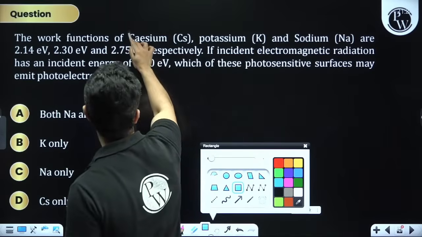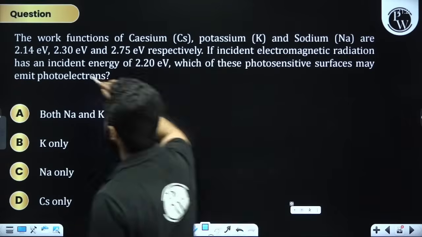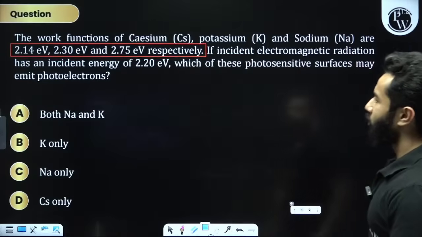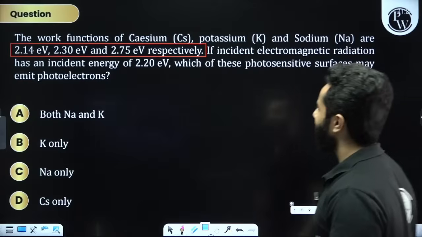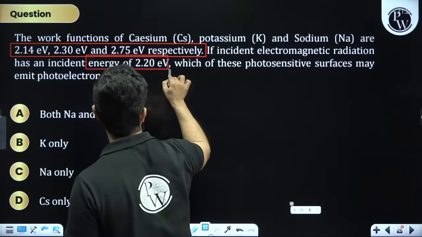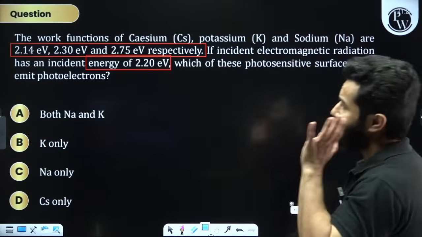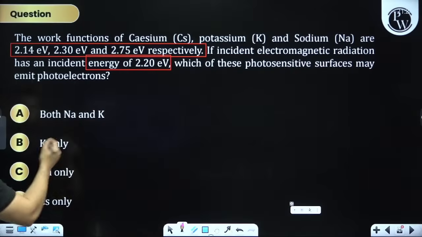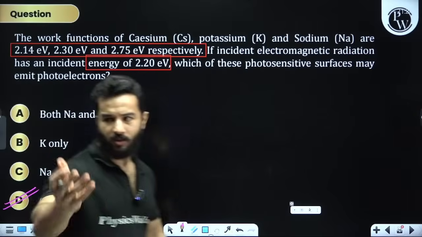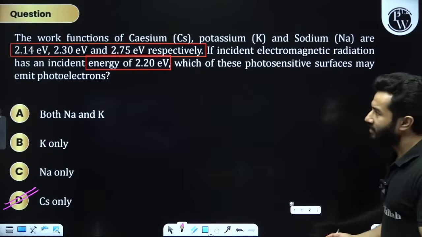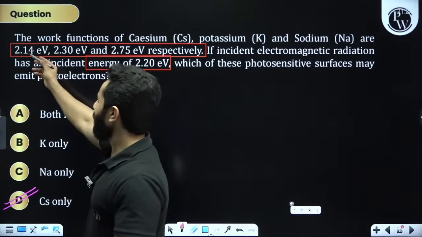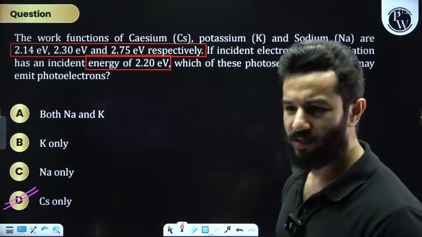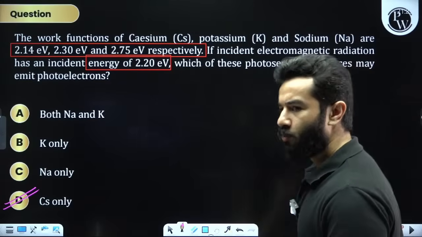They have given work functions of cesium, potassium, sodium. Look, cesium has the minimum work function. Please remember it. So 2.14, 2.30, 2.75. If the incident radiation has energy 2.20, then the work function should be less than this. Which of the photosensitive metals may emit? So only cesium. Only cesium will emit, no doubt about it. D, not C here. Sodium will not emit, na? Only 2.14 is less than 2.20, right? I have not given this in a poll because I think this is repetitive. Okay, moving on to the next question.